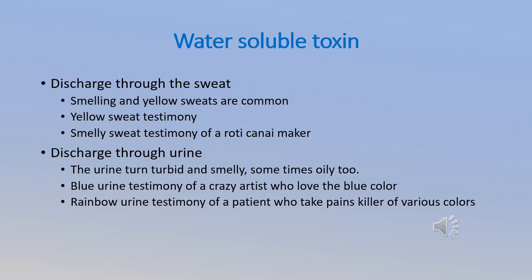So the water-soluble toxin is discharged through the sweat, and also through the urine. Through the sweat, sometimes the sweat becomes smelly, and sometimes it becomes yellowish in color. That is quite common. So I can give you a few testimonies, the yellow sweat testimony.